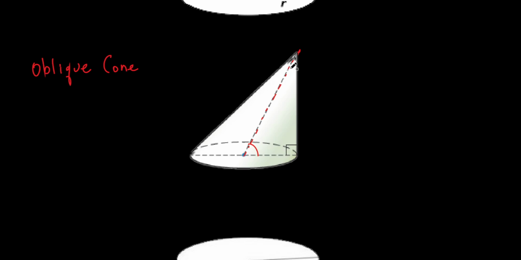And I don't even care about this one being slanted. It's this one right here. From the vertex to the center, that's slanted. That's not a right angle. So that's not a right cone. It's not a right circular cone. We call it oblique. All right, so when it's slanted a little bit, it's oblique.